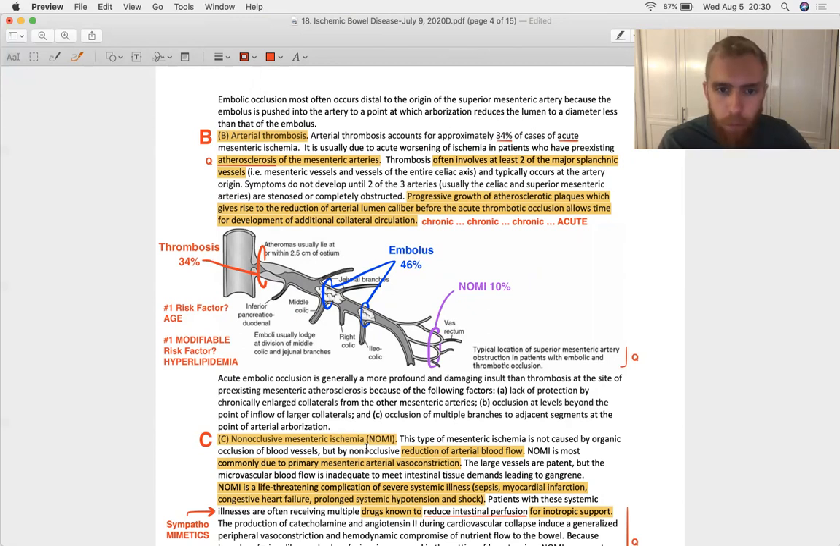So that's the levels of analysis that we're looking at. Where is the occlusion that's leading to ischemia? What caused the occlusion? What are the risk factors for what caused the occlusion? And if you can think through that, again, that's 2 or 3 questions right there.